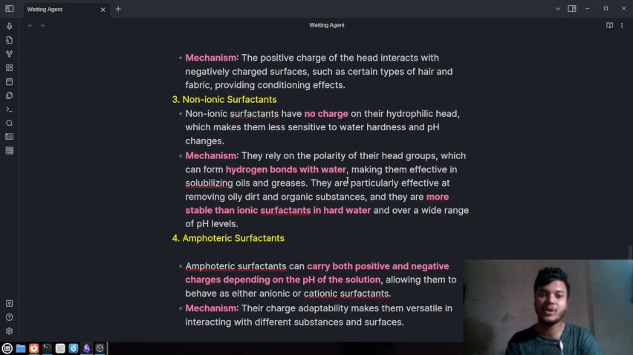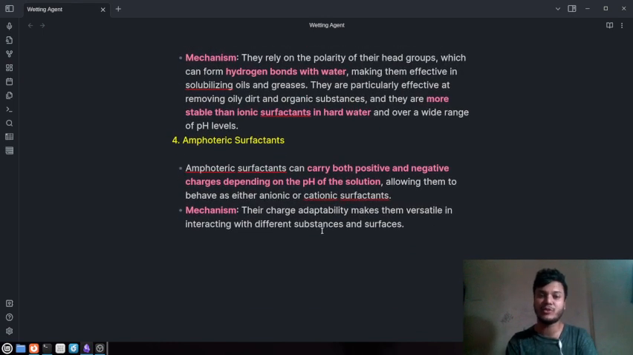The third category of surfactants are the non-ionic surfactants. Non-ionic surfactants, as the name suggests, carry no charge on their hydrophilic head. So they are not as sensitive to water hardness as the other surfactants are. So this type of wetting agent can be used when the water is really hot. They form hydrogen bonds with water, and they can effectively solubilize oils and greases. And since they have no ions and they are immune to the hardness, they are more stable than other kinds of surfactants in hard water.